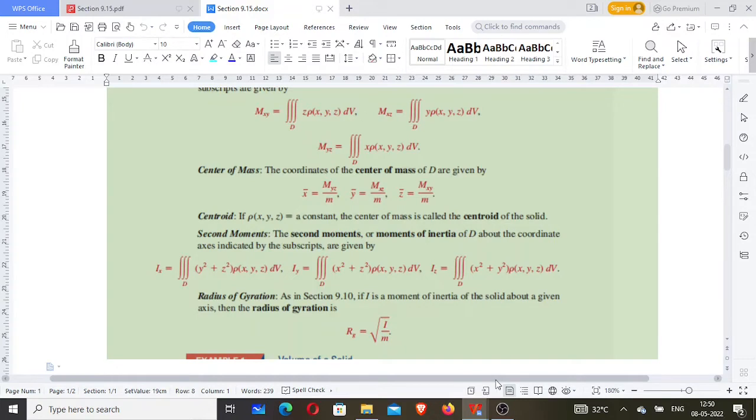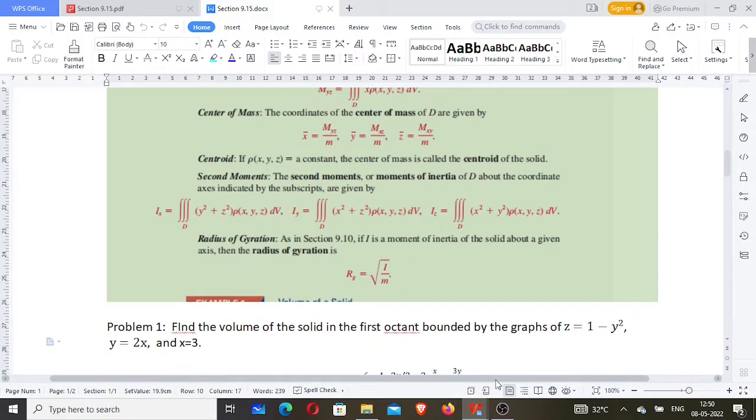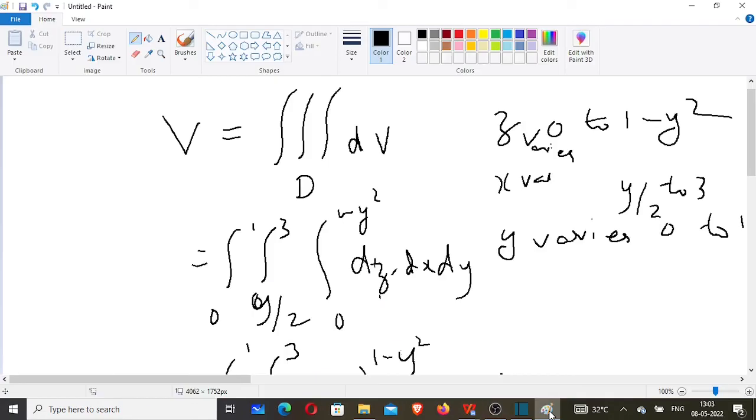Now we have a problem to find the volume of a solid. Problem is find the volume of the solid in the first octant bounded by the graphs of z equal to 1 minus y square, y equal to 2x and x equal to 3. So the volume is triple integral over D dV. Here the variation of z is from 0 to 1 minus y square and x varies from y by 2 to 3, y varies from 0 to 1.